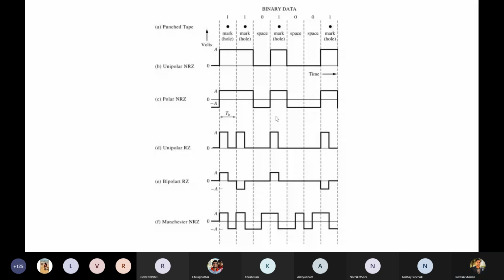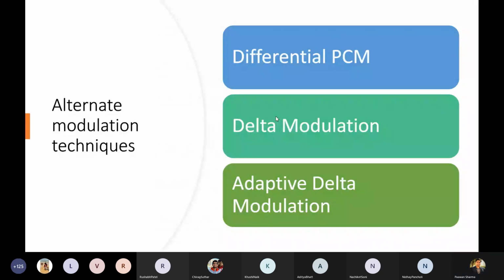Now, what is the time? It takes 2-3 slides also. So PCM you have understood. Everyone understood PCM, pulse code modulation.